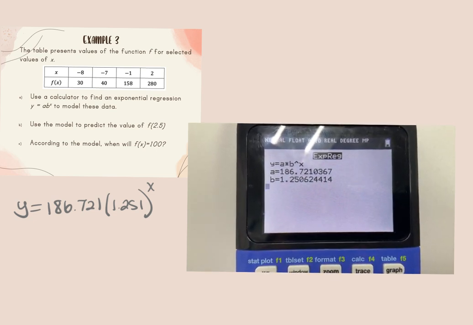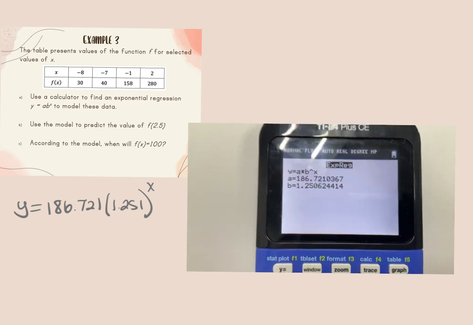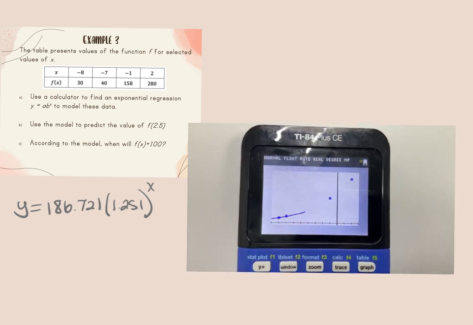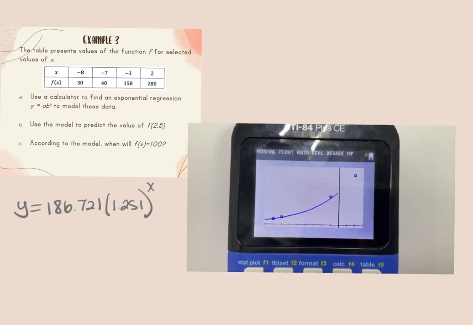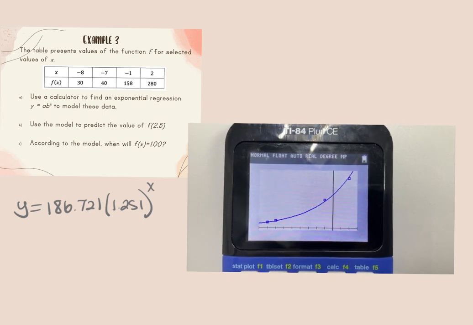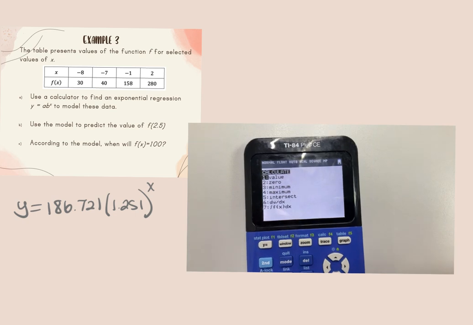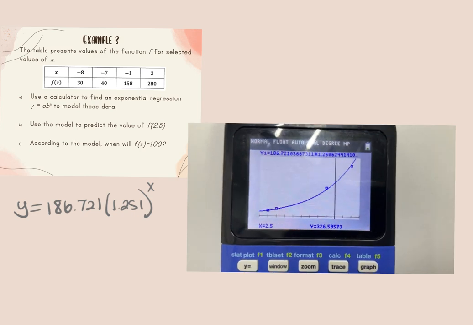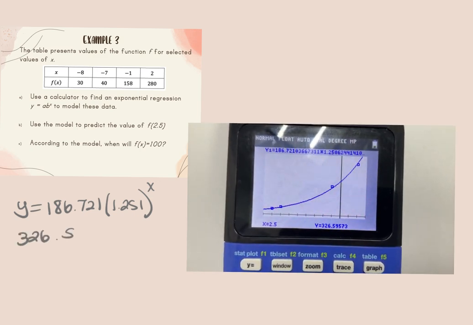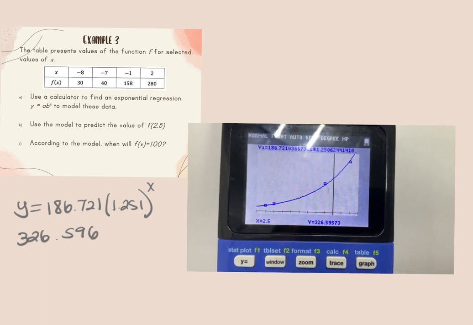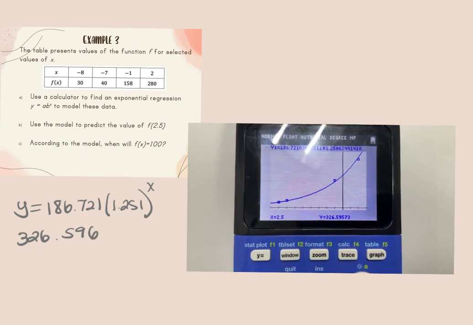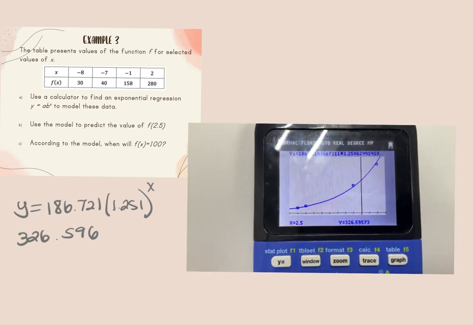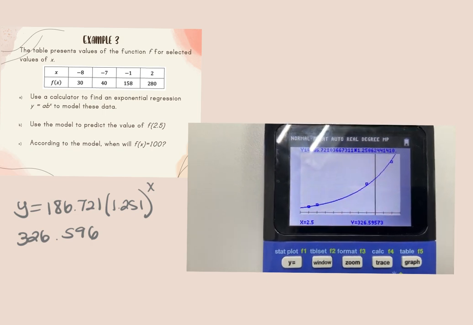Then it says, use the model to predict the value of 2.5. So I can either go to my graph, and there it's stored. And I can go to second, trace, go to value, and do 2.5. And there's the y, which is 326.5957. Or I could have, from my home screen, done y parentheses 2.5. We good so far? All right, now pay attention because this we have not done yet.